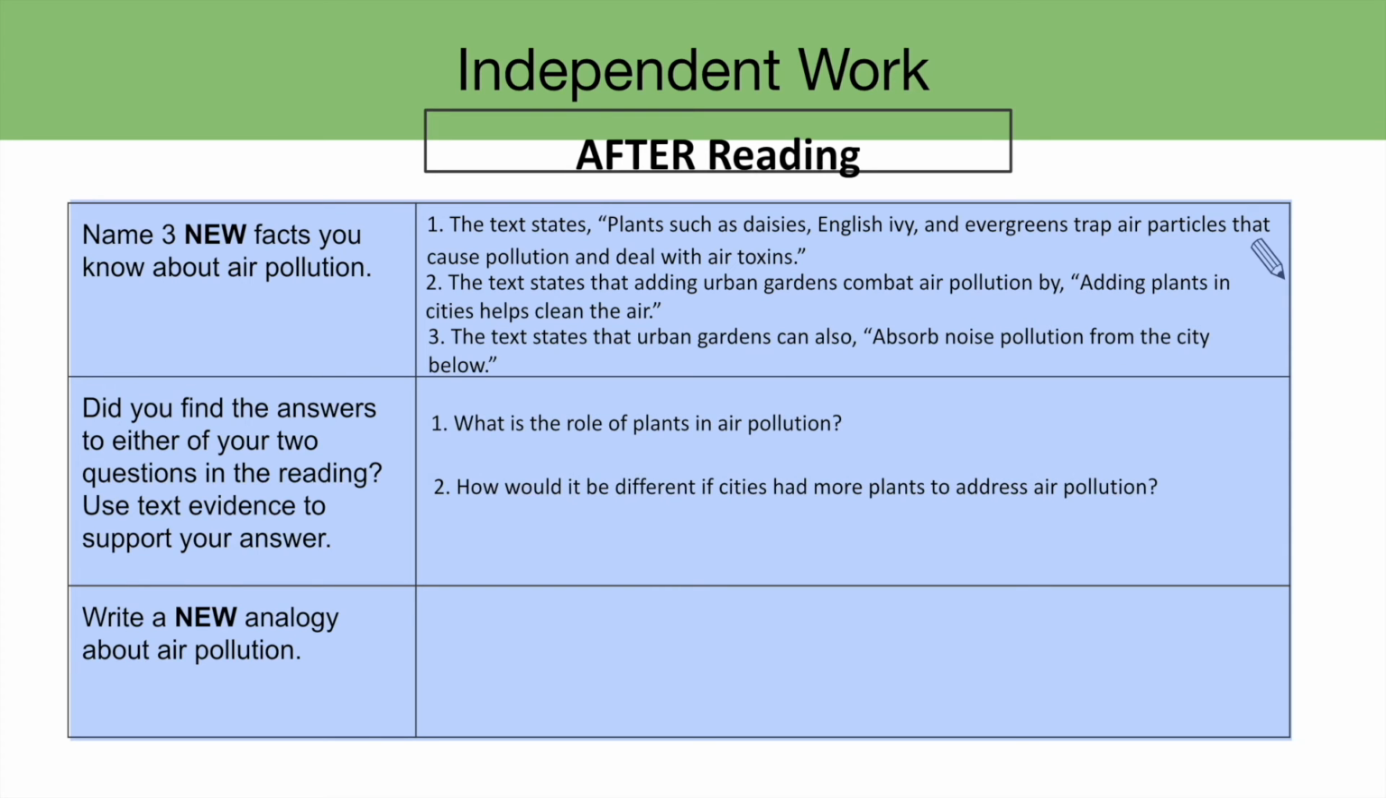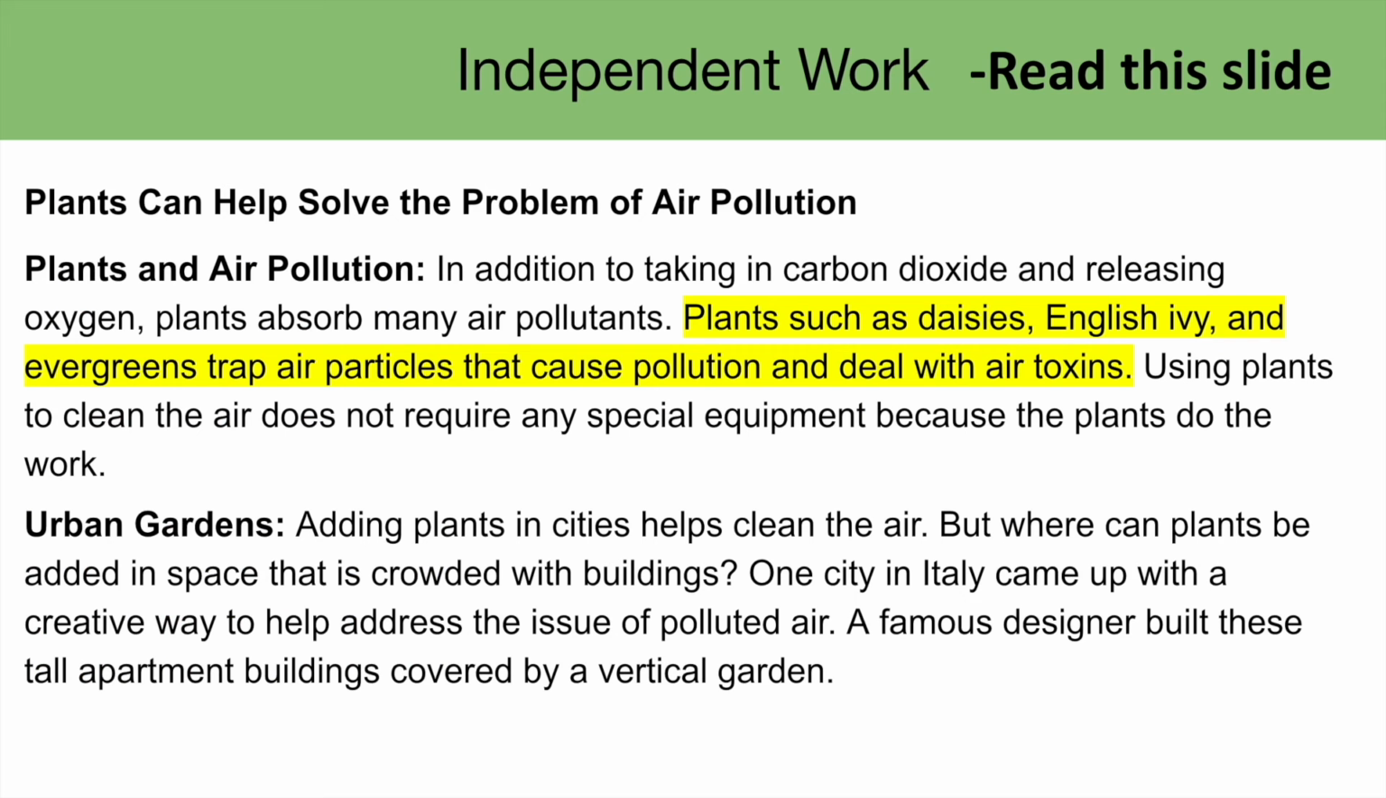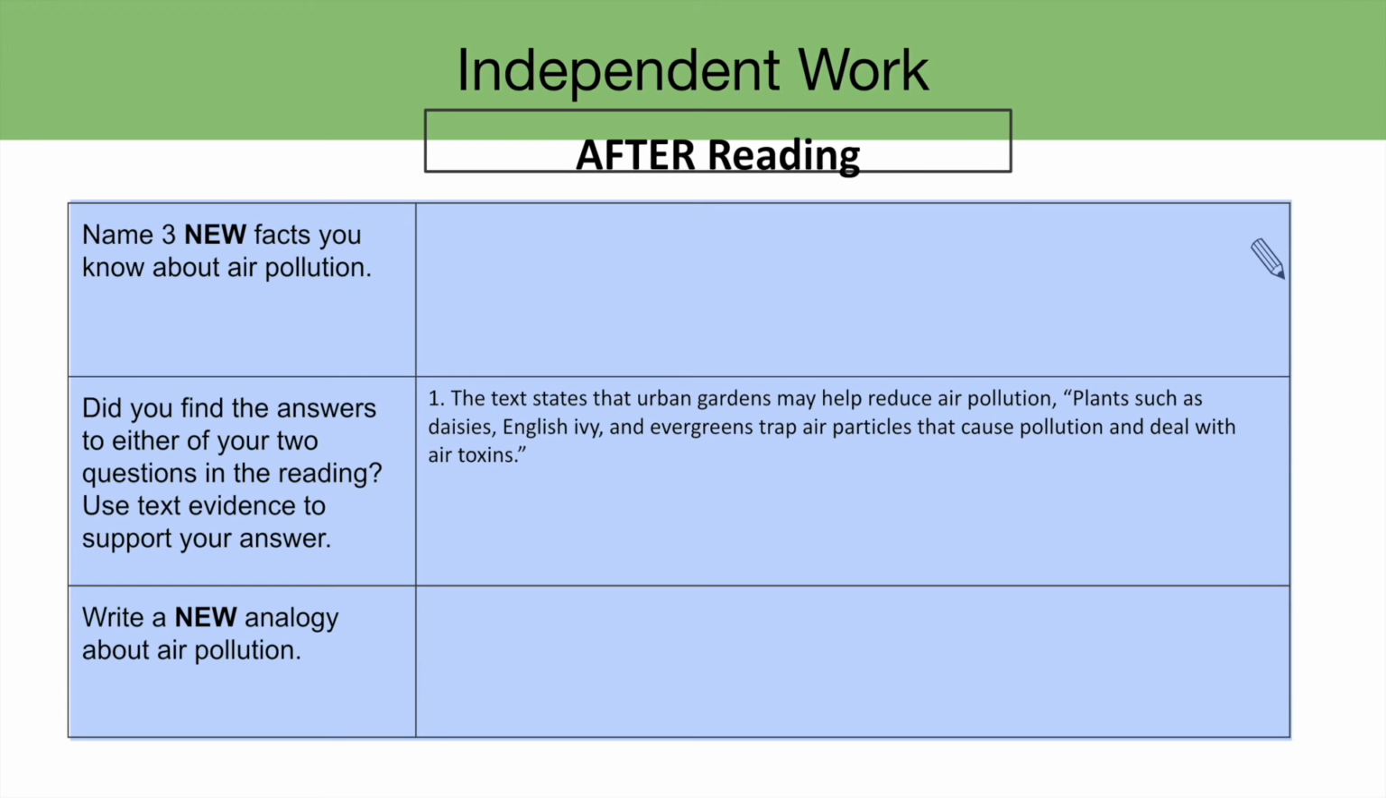My first question is, what is the role of plants in air pollution? And my second question is, how would it be different if cities had more plants to address air pollution? So I found some text evidence on this slide. Plants such as daisies, English ivy, and evergreens trap air particles that cause air pollution and deal with air toxins. I'm going to use this to answer my question. The text states that urban gardens may help reduce air pollution. Plants such as daisies, English ivy, and evergreens trap air particles that cause pollution and deal with air toxins.